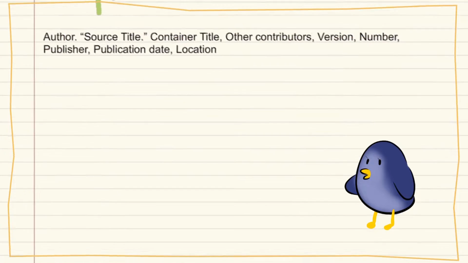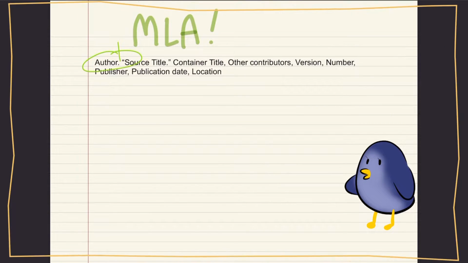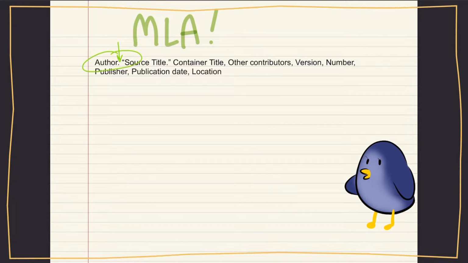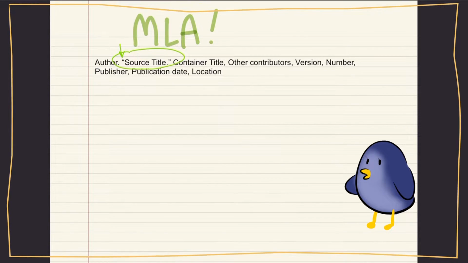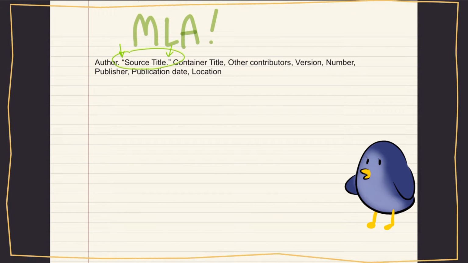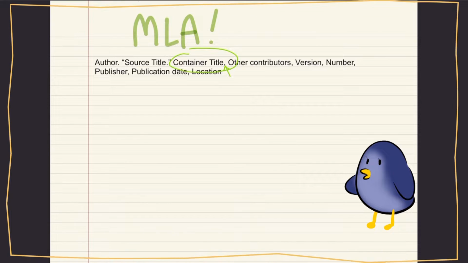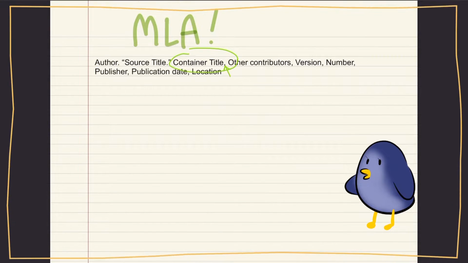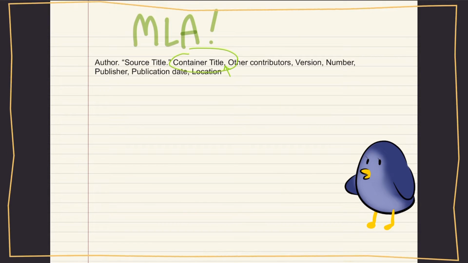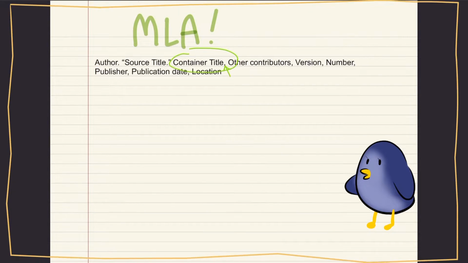MLA citations look something like this. First, you put the author's name with the last name first and the first name last, followed by a period. Then you include the source title, which is the title of your work in quotation marks, followed by another period. Next, you would put container title, which is the title of the larger work that the piece appears in. For example, if your source is an article in an academic journal, include the name of the academic journal here. This part of the citation is in italics, and it's followed by a comma.